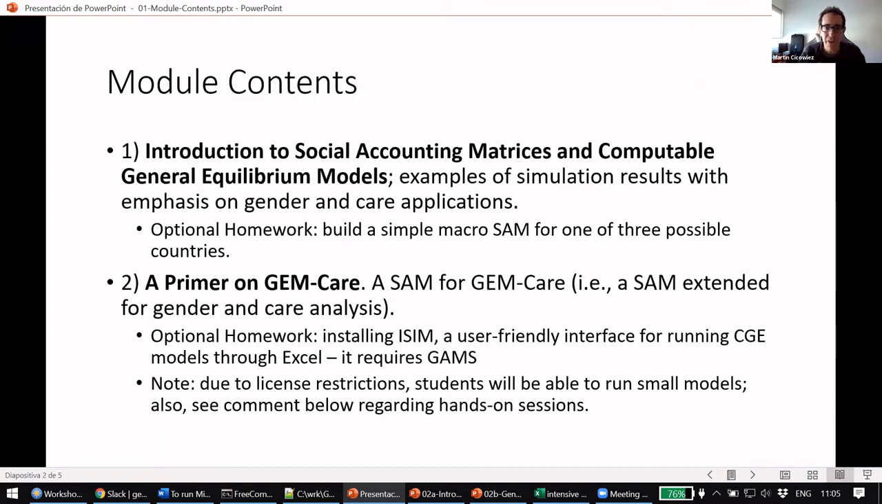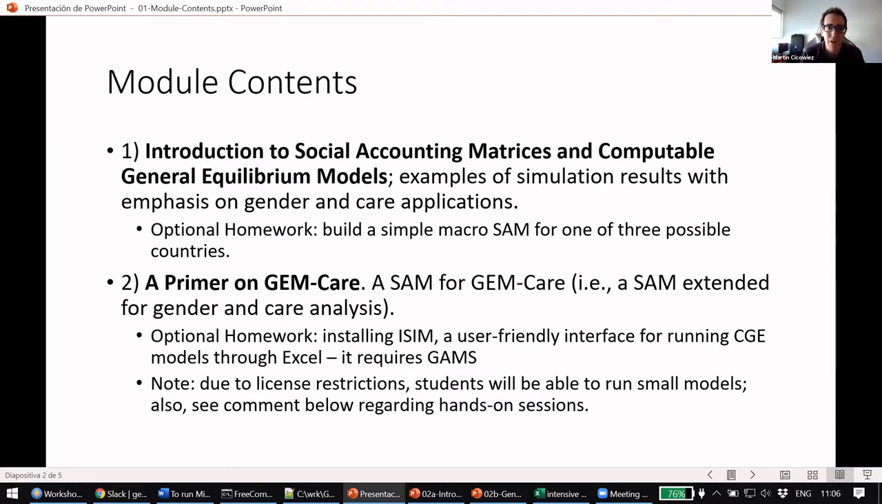Okay, so first we will start by talking about social accounting matrices and general equilibrium models. That is what we are going to be doing today. Just a gentle introduction. And you will have some optional homeworks. You decide if you want to do them or not. You can do them after the course. There is no need to do them while taking the course.